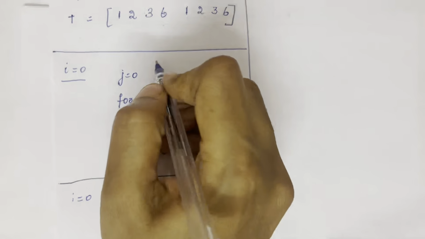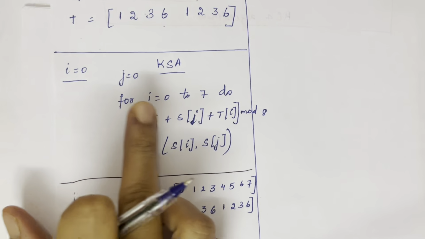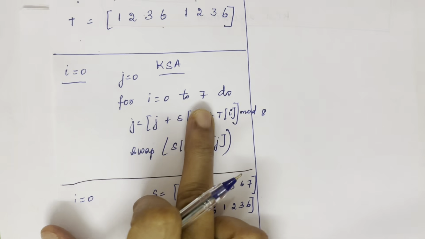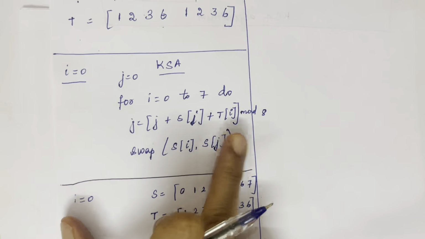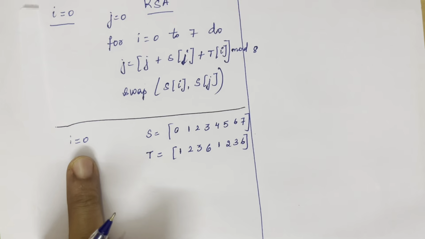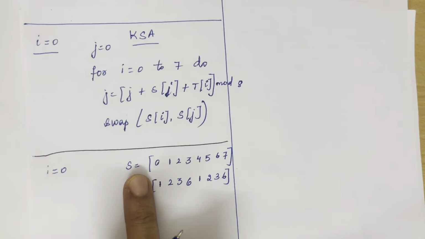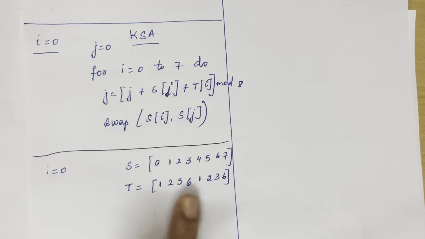So this is the KSA algorithm. I have explained the KSA algorithm: j equal to 0, for I equal to 0 to 7. Since we have used 0 to 7 here, I am going to write 7, and j is equal to j plus s of I plus t of I mod 8, swap s of I comma s of j. So we will see this example now. First initializing I equal to 0. In the first iteration, the s value is 0 to 7 and the temporary vector is 1236, 1236. This is the key we have.